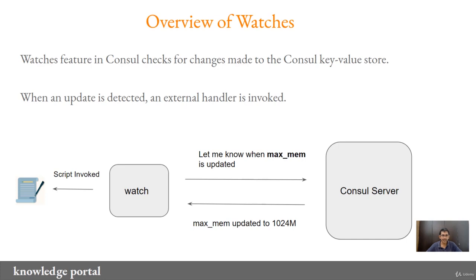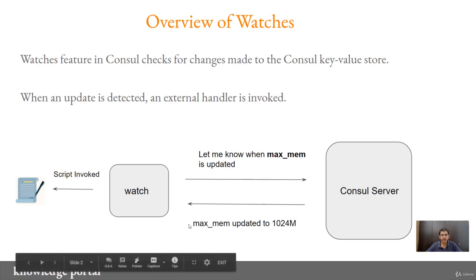So let's quickly understand this with a simple diagram where you have a Consul server and you have the watch over here. So the watch basically says to the Consul server, let me know whenever a specific key is updated. So in this case, the key is max_mem. So now what will happen is whenever the key is updated, the watch functionality will know. So here you see the watch functionality is able to detect that the key was updated to 1024M.